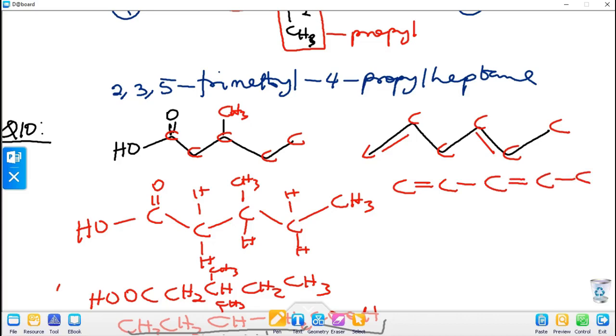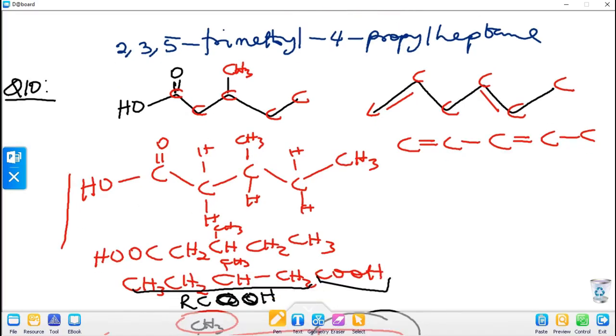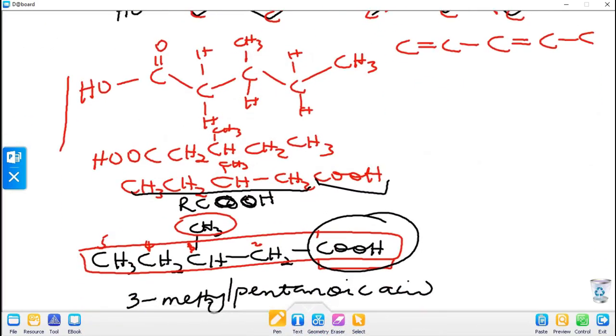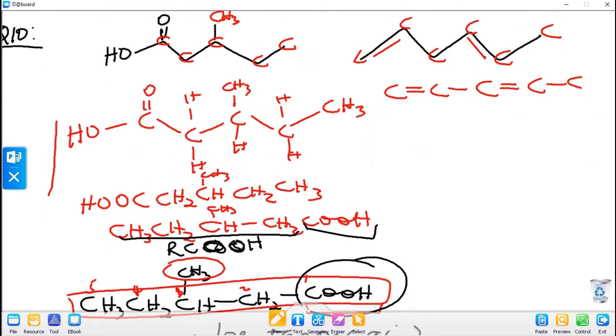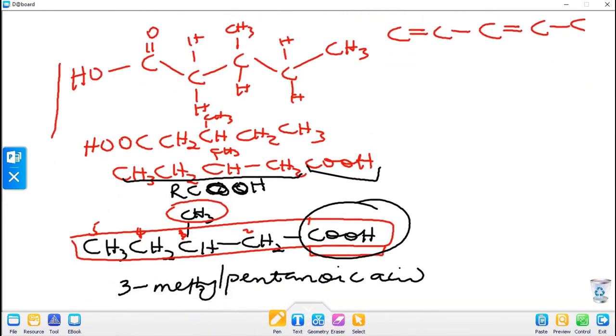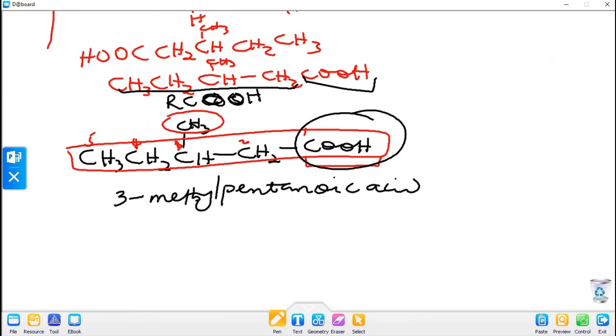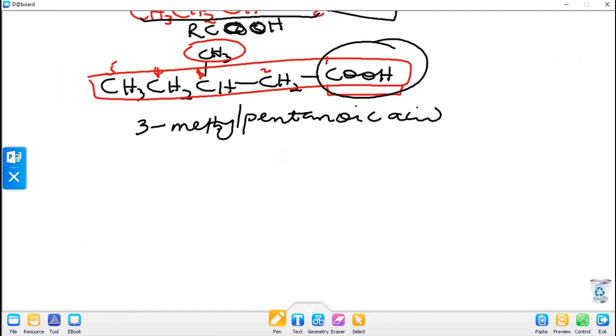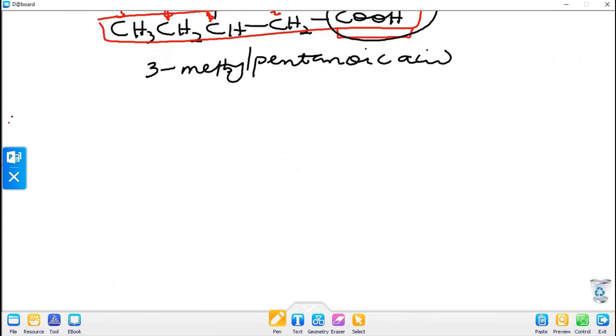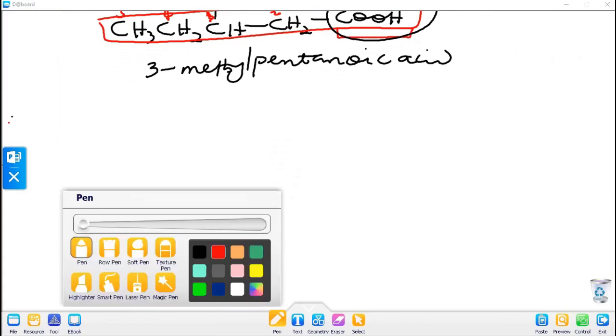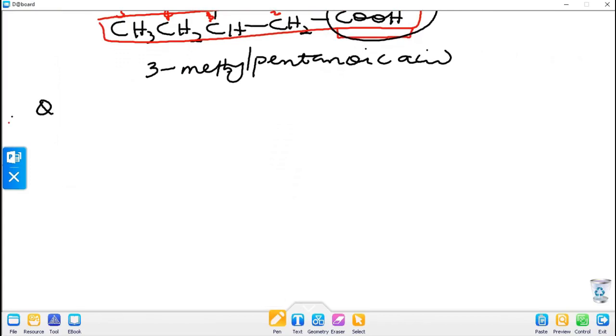So this is actually how organic compounds are named. Having seen the seesaw structure, we have analyzed it down, derived what it looks like, and now we've gotten the name. The name is 3-methylpentanoic acid. Okay, having seen that, let us proceed and look at another example.